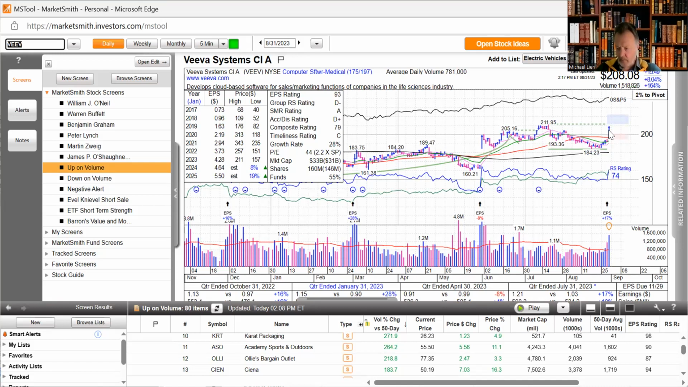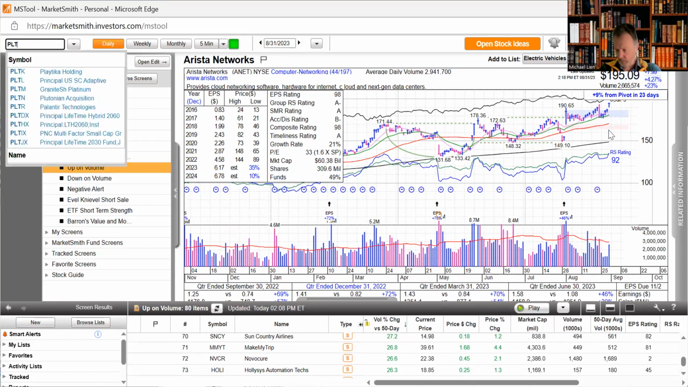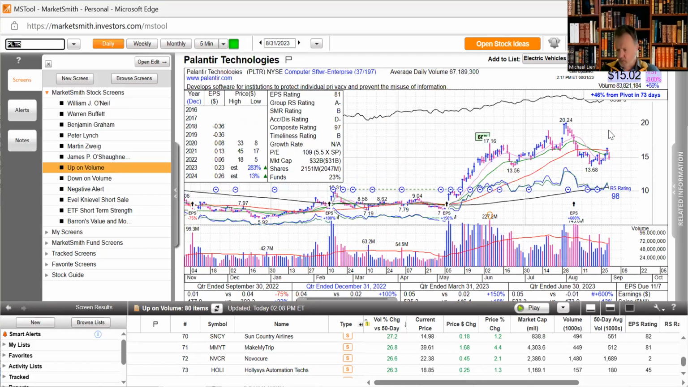And here we go. Anet upgraded to buy from neutral at Citigroup, raised the target to 220, and it's gapping out of here. And finally, Palantir, downgraded to underweight from equal weight at Morgan Stanley, while raising the price target to 9 from 8. Well, it's already at 15, so I guess they're thinking it's going to continue to fall.